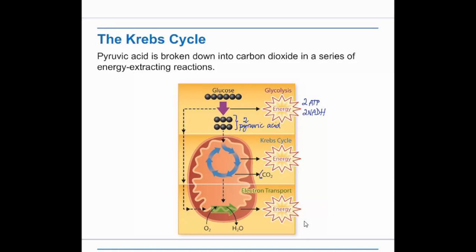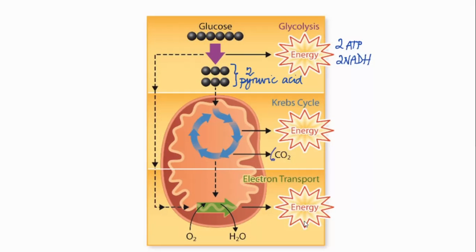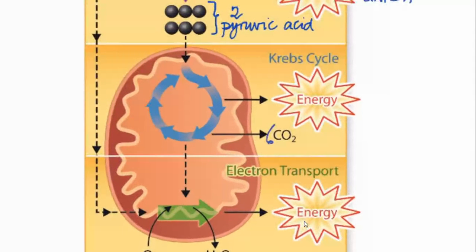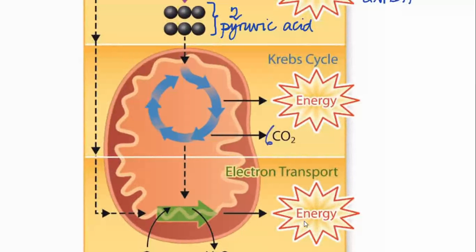But if oxygen is present, cells can get a whole lot more energy by breaking down those pyruvic acids to retrieve the energy from them. This can only happen when oxygen is present, and it happens in the mitochondrion. A cartoon of the mitochondrion is drawn here, and I'm just going to give you some anatomical names so we can talk about this mitochondrion with the same terms.